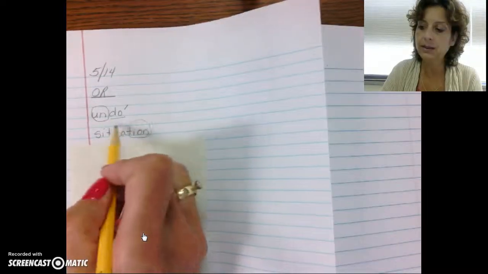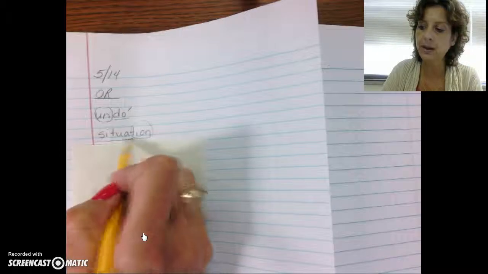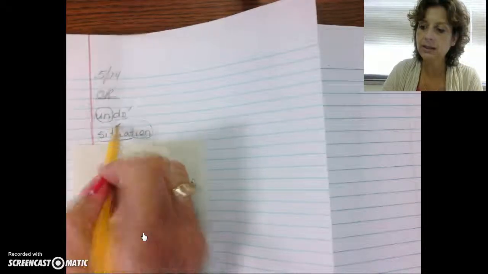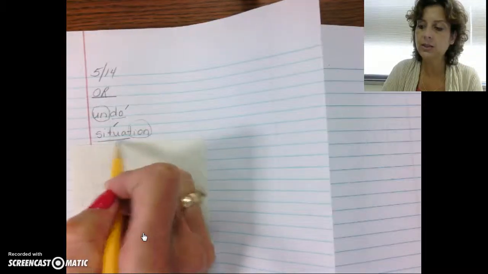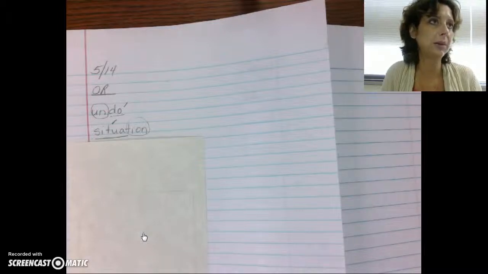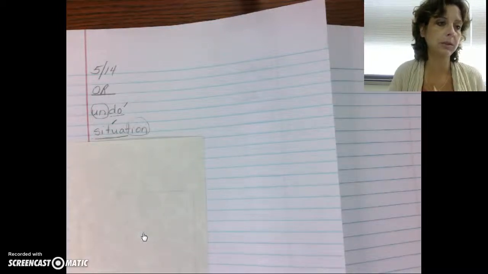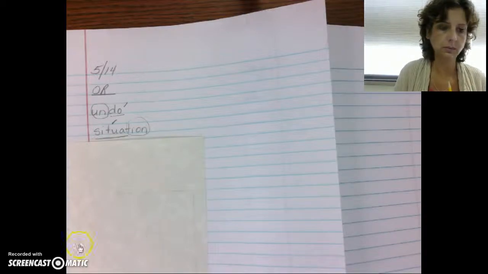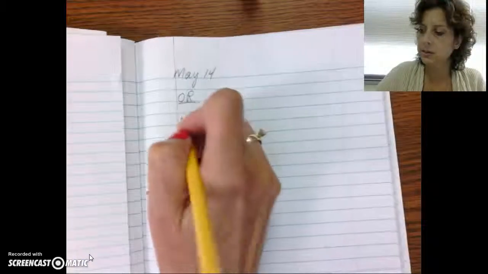so that means we will accent the first syllable of the base, which is situation. Okay? Now you can write the word inside. Go ahead and divide it into syllables and show the accent marks. And this is what you should have written.